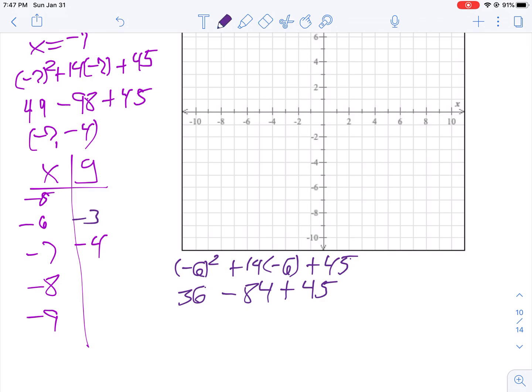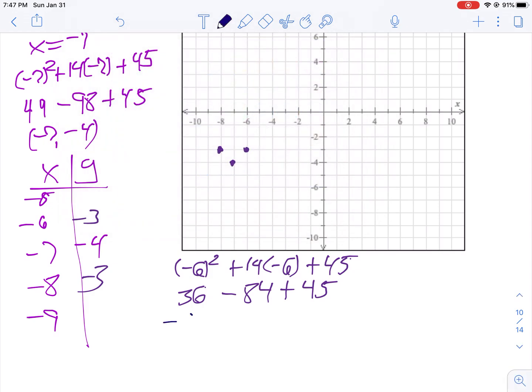So -7, -4 is what I want to be at. Then -6, I'm at -3. And since it's symmetric, -8 is also going to be at -3. I don't have to calculate that. I already know what it is. Let's do -5.